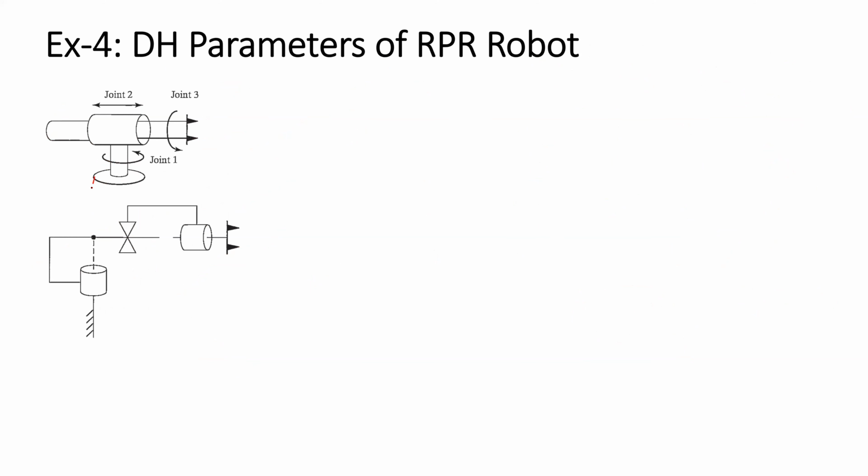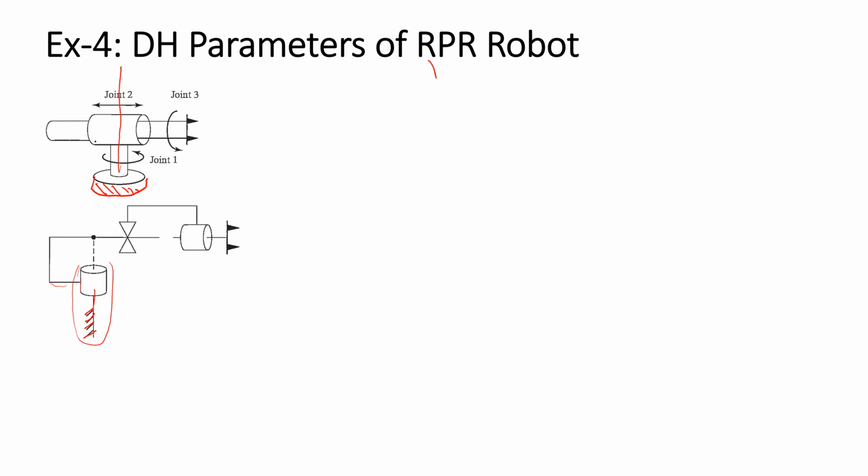In this robot, we have the base frame. Joint 1 is the revolute joint that rotates about the vertical axis. It's this one. The stator of the revolute joint is connected to the ground, and it rotates the revolute joint.